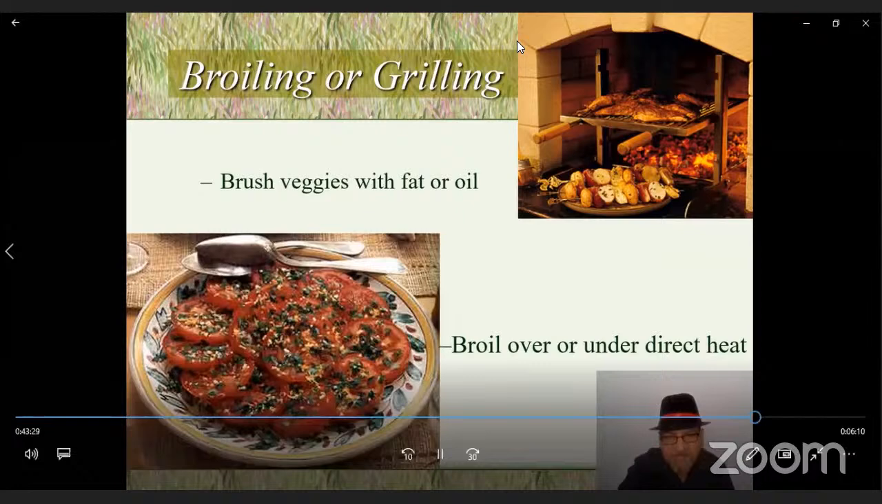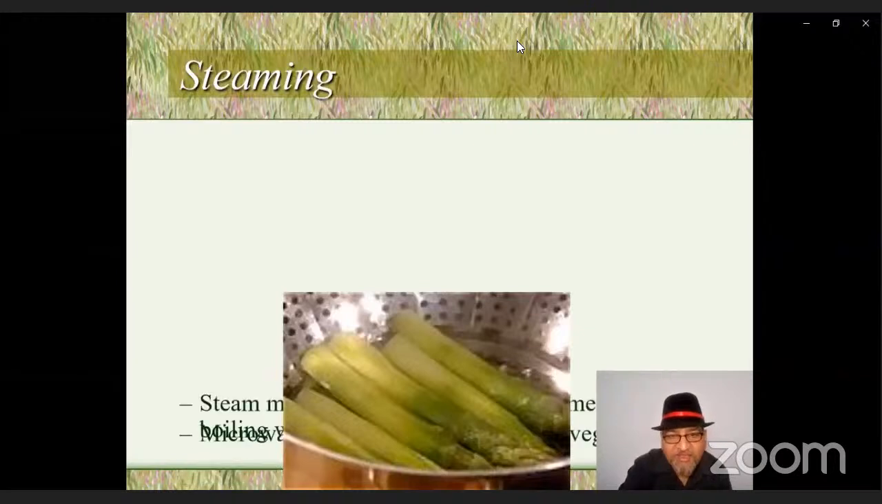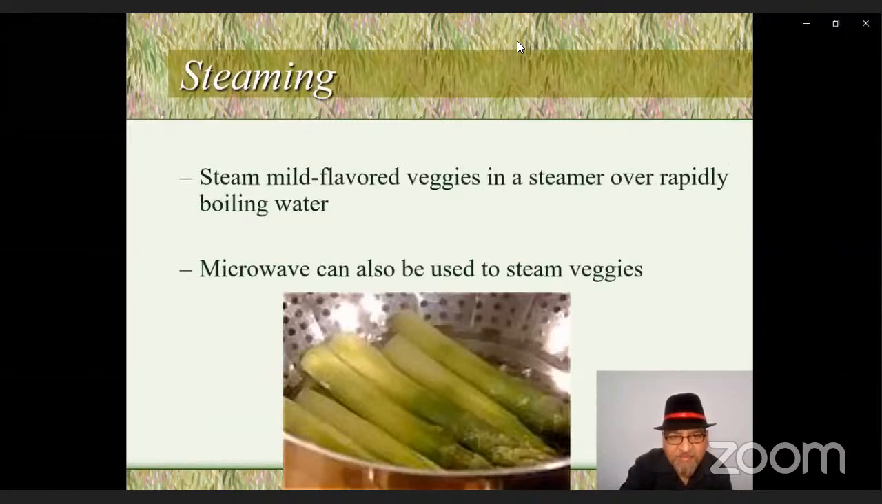Steaming is one of the best ways of cooking vegetables. It reduces leaching of nutrients, colors, and flavors into the cooking liquid, and it cooks faster. Steam mild flavored vegetables.